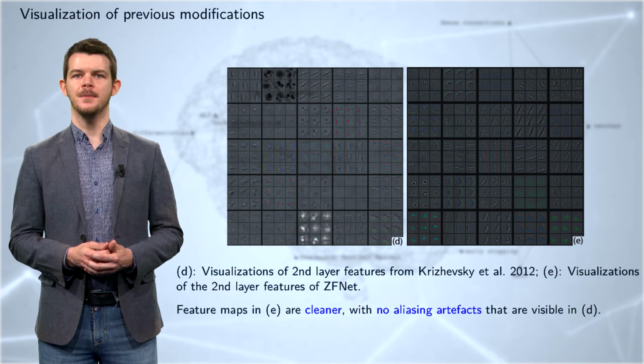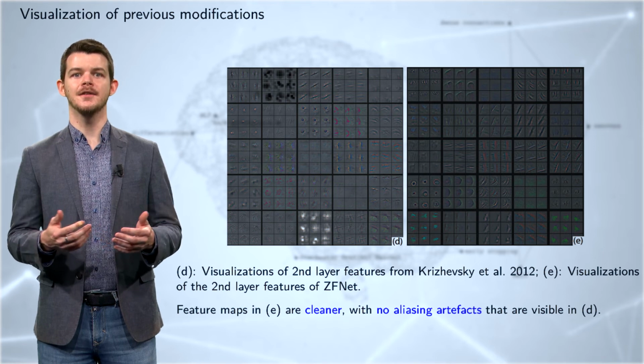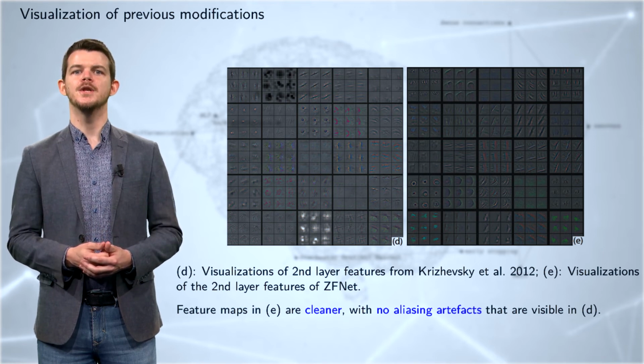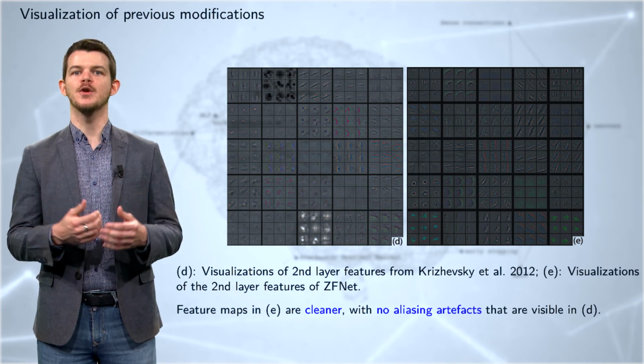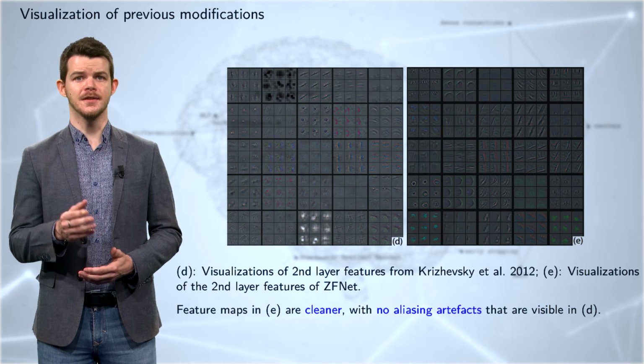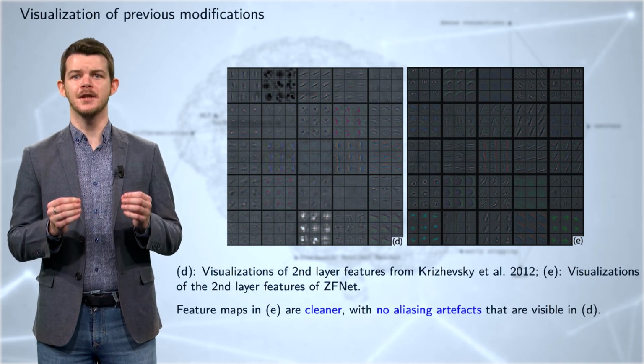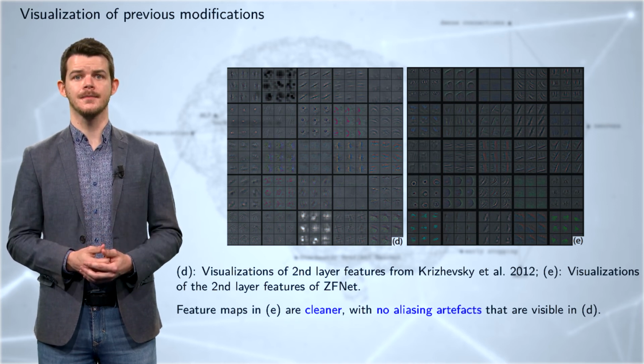If you look on the left picture at the last line and the third column, you see that this feature map is pixelized. This is known as an aliasing artifact. We do not want to obtain such feature maps because they are not able to detect very precise patterns. As you can see on the right, these aliasing artifacts have disappeared.